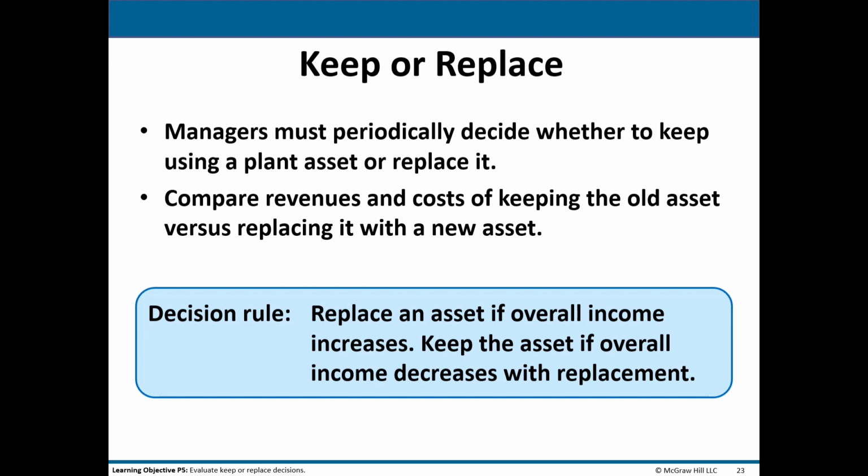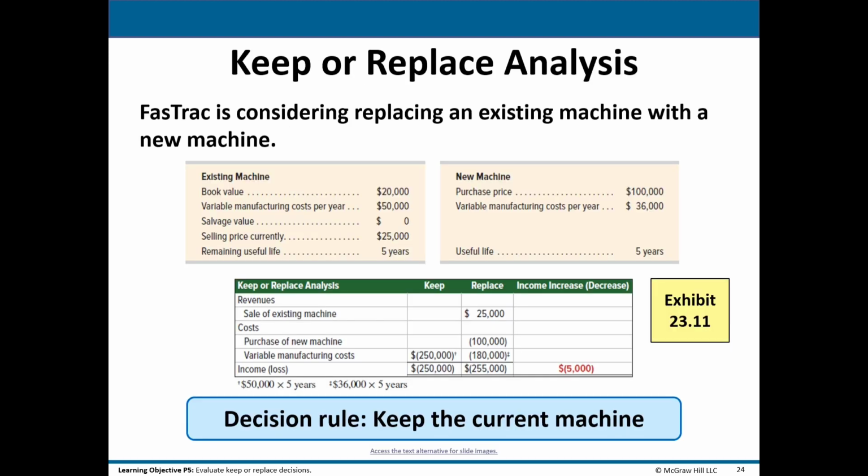To illustrate, Fast Track is considering replacing an existing machine with a new machine. The keep or replace analysis is here in Exhibit 23.11. We should keep the existing machine because the new machine will decrease overall income by $5,000. The $20,000 book value of the old machine is not relevant because it's a sunk cost and cannot be changed. The decision rule here is keep the current machine.